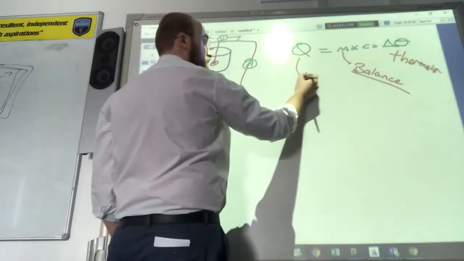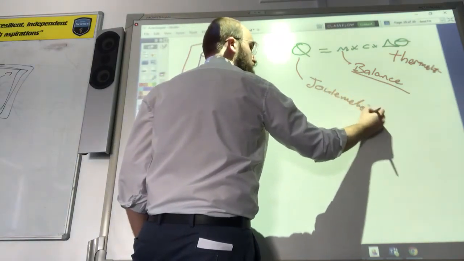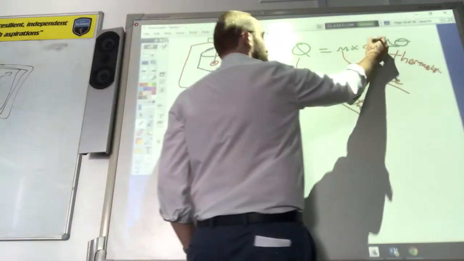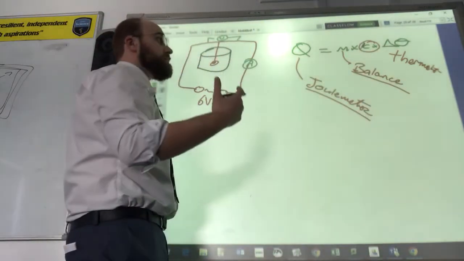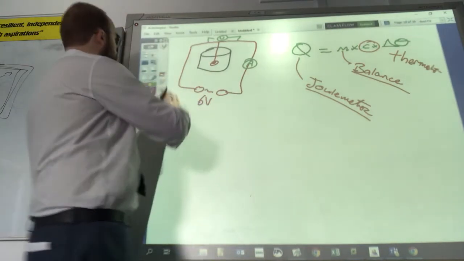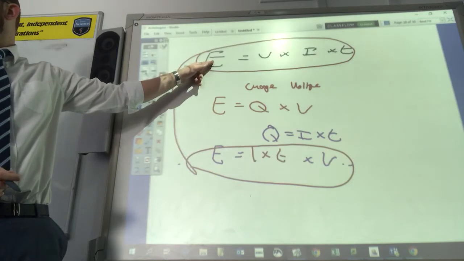I could measure the amount of energy using a joule meter, but they're expensive, they don't work very well, and we don't have one. So if I'm trying to find the specific heat capacity, I'm not going to be able to use a joule meter for this. So I've got to use an equation to find energy. E is equal to V times I times T.